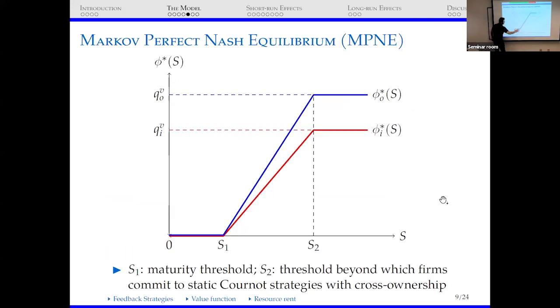That's what we have here, the 3 regions. So we have no fishing at all, because the stock is very small and you don't want to deplete it. Then we have a growing fishing strategy until a certain point, when it gets very abundant, then you stagnate. That's what explains this form. So S1, we call it the maturity threshold. S2 is a threshold beyond which firms commit to the static kernel strategies.